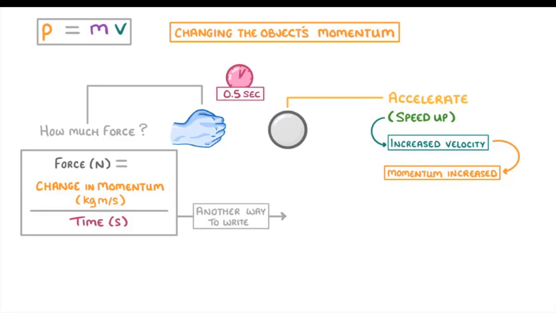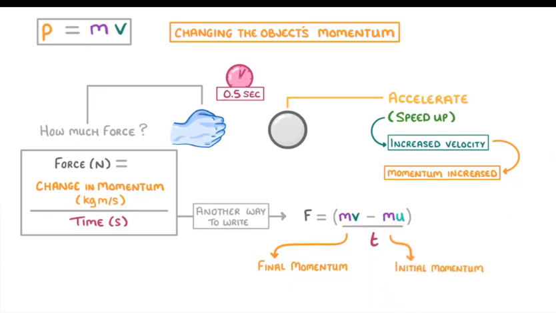Another way to write this equation is like this, where mv is the final momentum and mu is the initial momentum, because v and u are the final and initial velocities of the object.